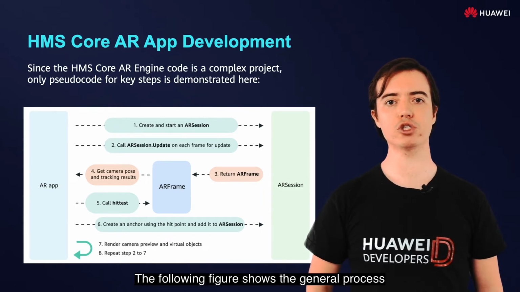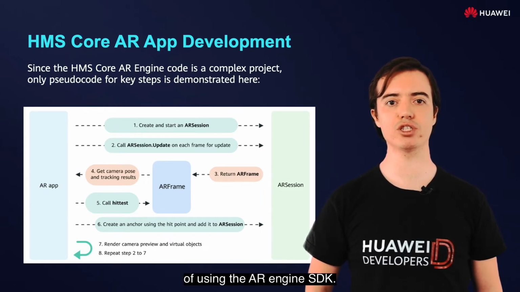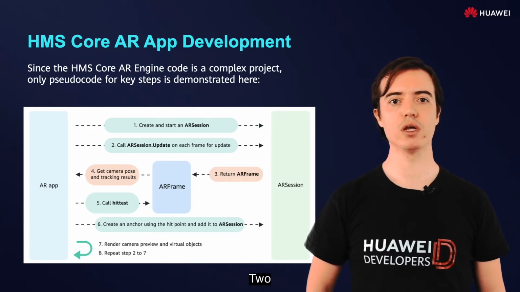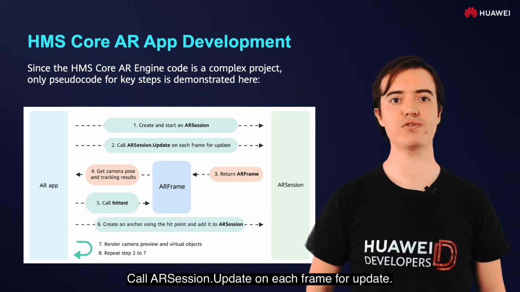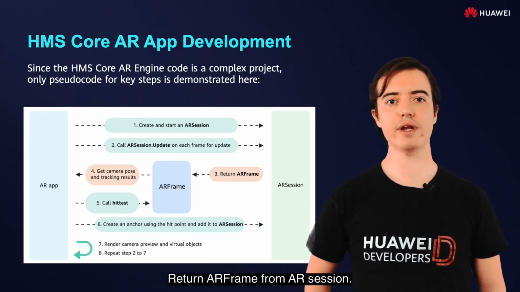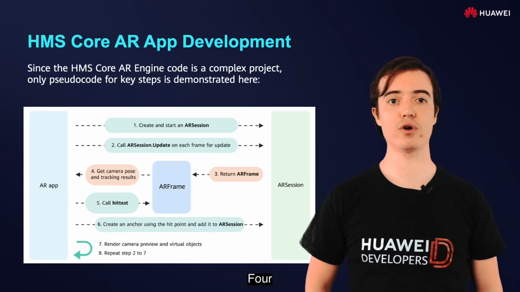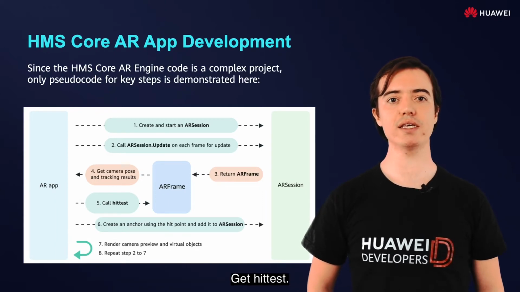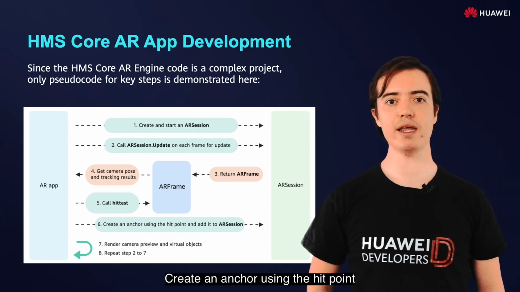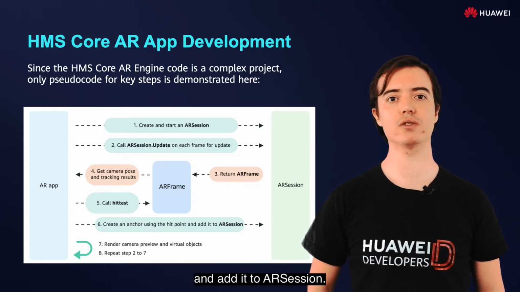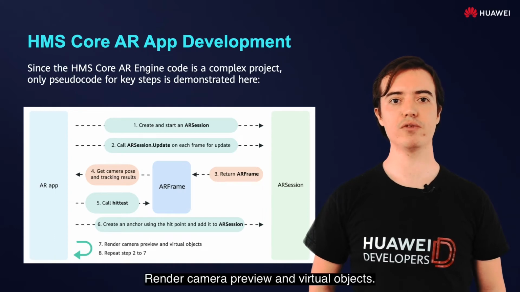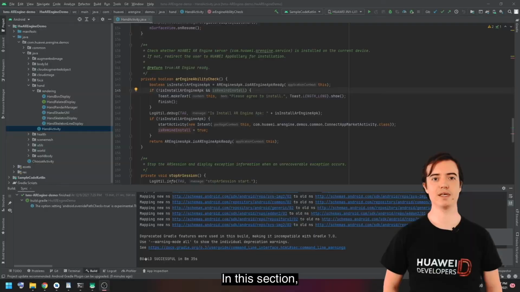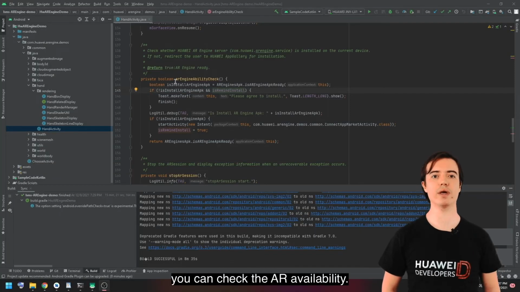The following figure shows the general process of using the AR Engine SDK. 1. Create and start AR session. 2. Call AR session update on each frame for update. 3. Return AR frame from AR session. 4. Get camera pose and tracking result from AR frame. 5. Get hit test. 6. Create an anchor using the hit point and add it to AR session. 7. Render camera preview and virtual objects. Repeat 2 to 7.